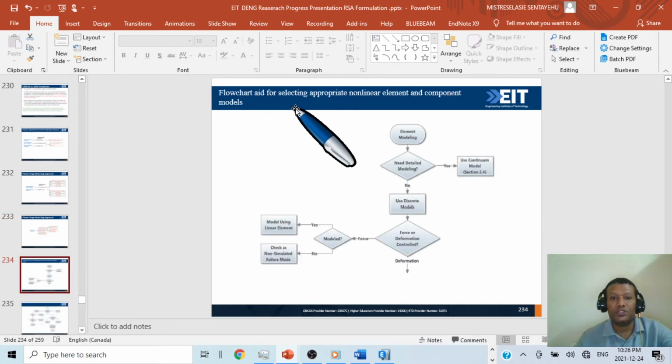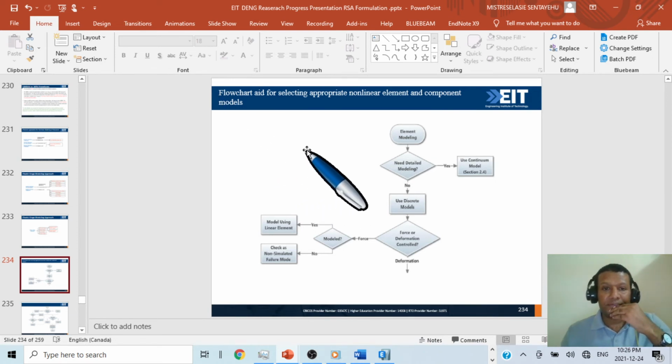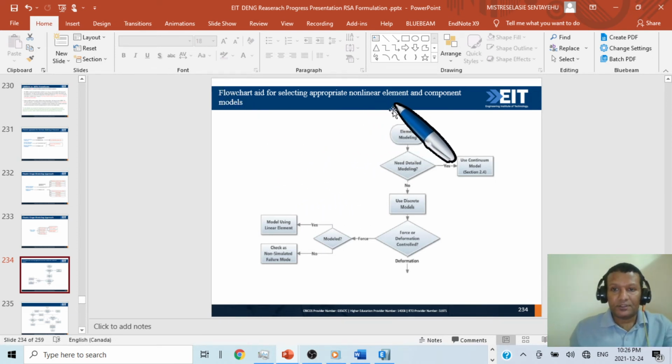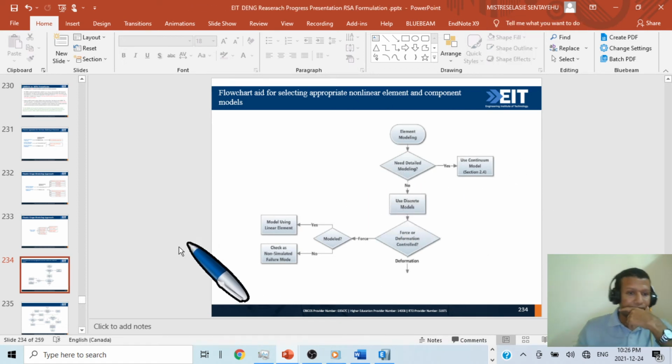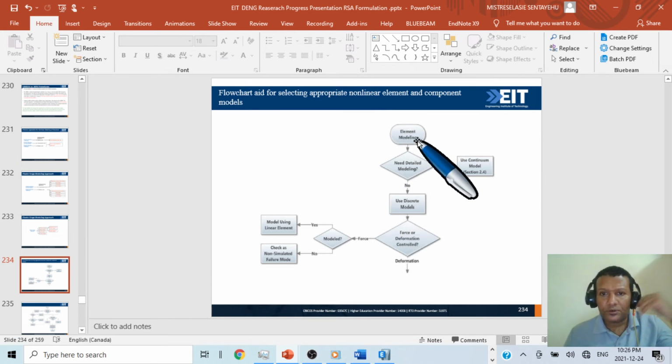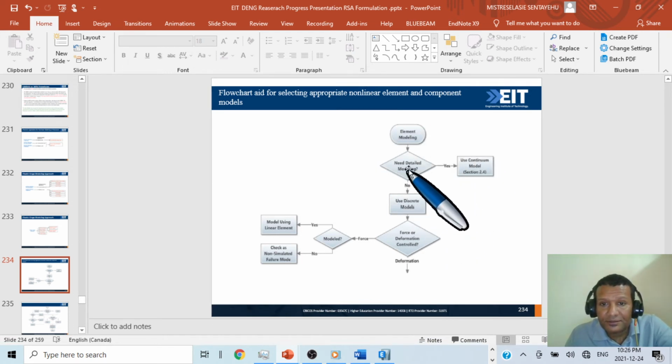So, flowchart. Finally, I want to show a flowchart to aid in selecting the appropriate nonlinear inelastic component model. This is a good flowchart, I got it from the slide. So you have element modeling. Do you need detailed modeling or not? If yes, you have to use continuum modeling. If no, then use discrete methods.